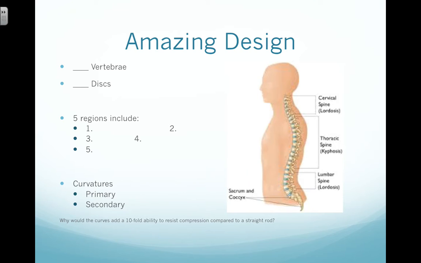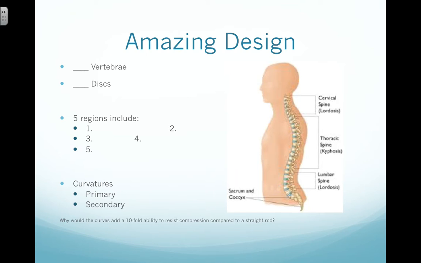Our 5 regions typically include the cervical spine, the thoracic spine, the lumbar spine, and we have our sacrum and our coccyx. The curvatures are interesting. We can understand that as a fetus grows, it's actually primarily in a flexion type of scenario. And so we can understand that our primary curves are really those curves that stay in the position that they were when they were in the fetal position. So our thoracic and our sacral curves are considered primary curves.